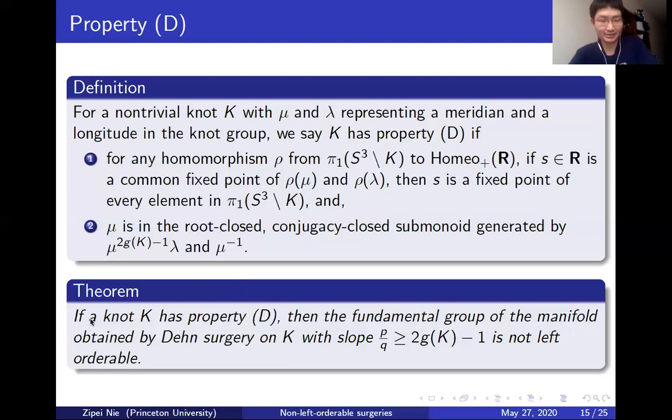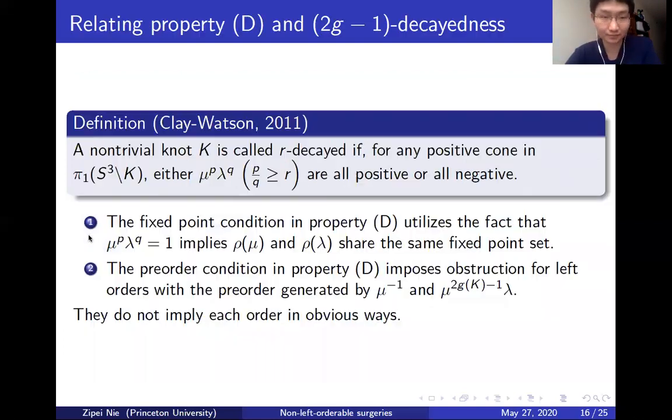And we have a theorem that says if a knot K has property D, then the fundamental group of the manifold obtained by dense surgery on K with slope p over q greater than or equal to 2g minus 1, the tight bound here, is not left orderable. The motivation for property D is that I saw a definition in 2011 of decayed knots that was used to prove the non-left-orderability for dense surgeries along certain cabled knots.